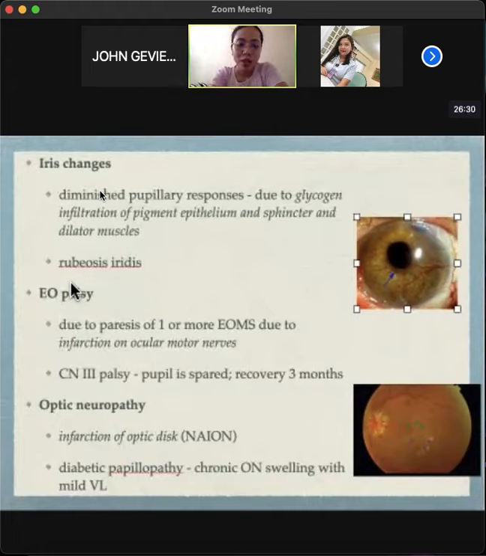Optic neuropathy. Severe diabetes could have, just like what we've discussed a while ago, the ischemic or non-arteritic type of anterior ischemic optic neuropathy. You have optic nerve swelling here. We also term that as diabetic papillopathy.